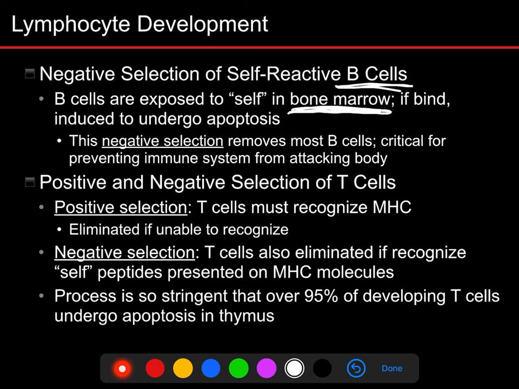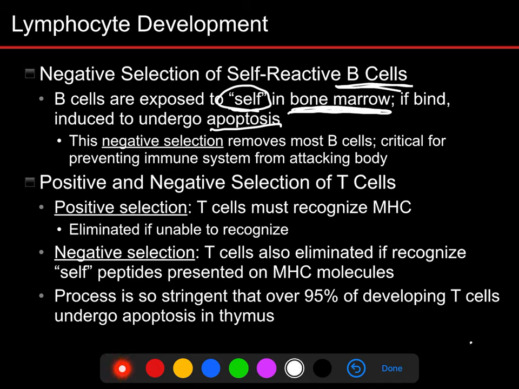It is then run through basically an obstacle course of self antigens in the bone marrow. It's going to be exposed to basically all of the things that your body might make. Or at least all of the things that your body might make that face the outside world. And if it binds to any of them, killed. Apoptosis. That's negative selection because it's killing things that bind. The binding results in a negative event. If you bind to self, boom, you get dead. This is critical for preventing you from making self-directed antibodies, for making antibodies against your own cells.